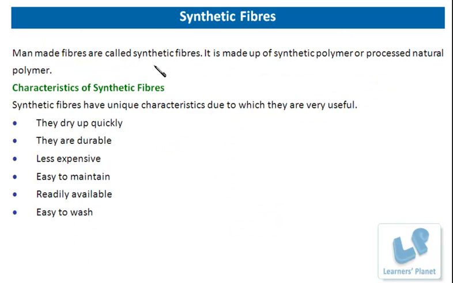Man-made fibers are called synthetic fibers. You all know this now. They are made up of synthetic polymers. Like nylon is made up of hexamethylene diamine and adipic acid. Polyvinyl chloride is made up of vinyl chloride, or of a processed natural polymer. Like say our cellulose is chemically processed to produce rayon.